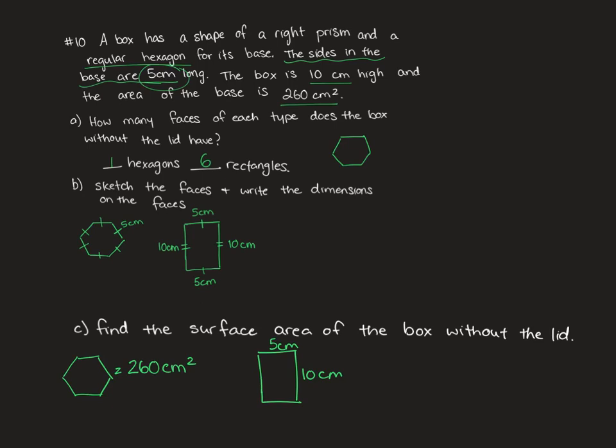5 times 10, which gives us 50. Now, how many rectangles do I have? 6. So I need to multiply that 50 by 6. So that's going to give us 300. And what should I add on to the 300? Plus 260, and that should give us 560 centimeters squared. So this is your final answer for the surface area.